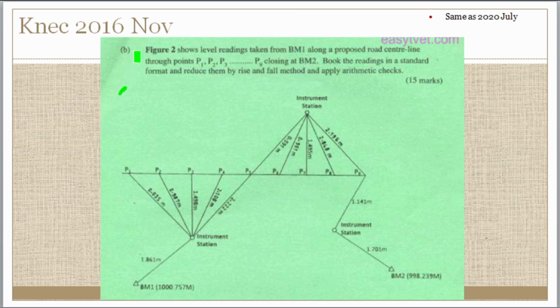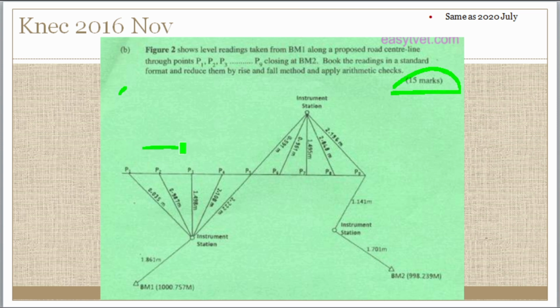Question 3b: Figure 2 below shows the readings taken with a benchmark 1 along a proposed road center line through positions P1, P2 to the last P9, closing on the benchmark 2. Book the readings on a standard format and reduce them by the rise and fall method and apply the arithmetic check, a total of 15 marks.